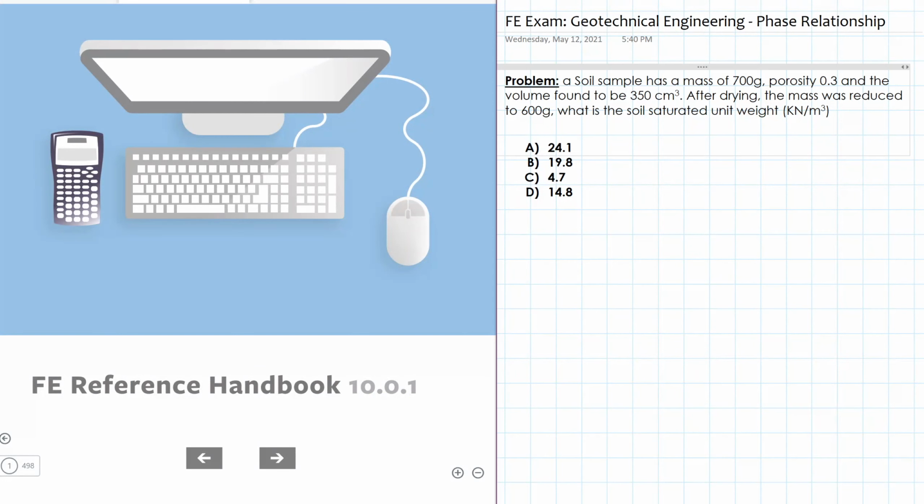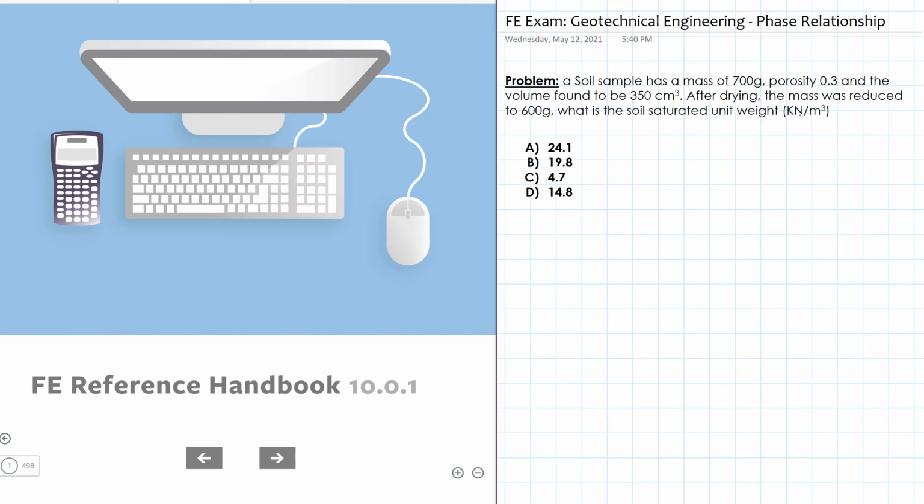Okay, engineers, our problem states that a soil sample has a mass of 700 grams and porosity of 0.3, and the volume found to be 350 cubic centimeters. After drying, the mass was reduced to 600 grams. What is the soil saturated unit weight in the units of kilonewton per meter cube?